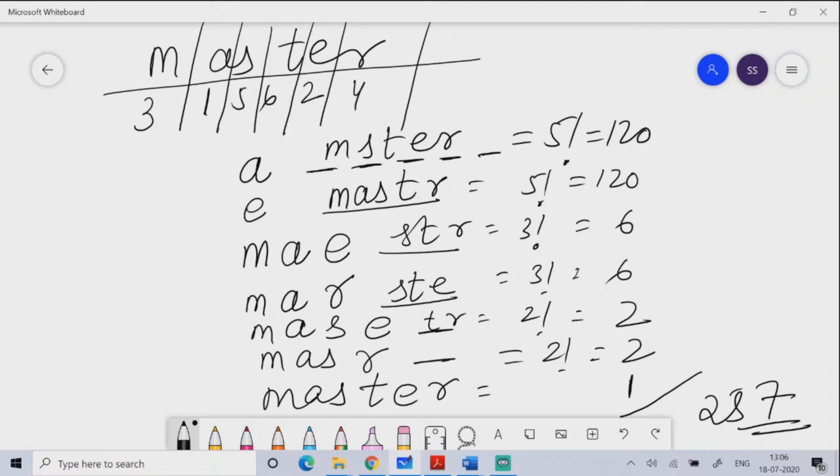Clear, everyone? Anyone want to ask anything? Understood, everyone? Anyone have any doubt?